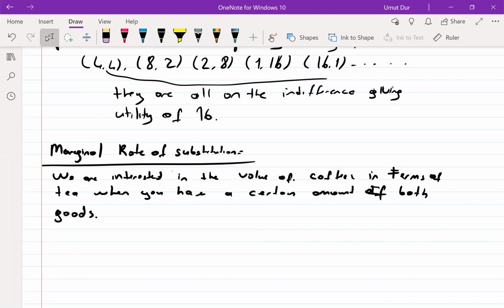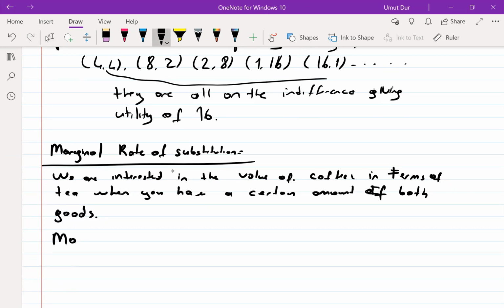So here again, don't forget that we don't have any prices and we don't have any income. We are just trying to understand what is the equivalent. If you are getting 5 utility from one extra coffee, how many cups of tea do you need to get the exact utility? We are just looking for the relative utilities that you are getting from coffee and tea.